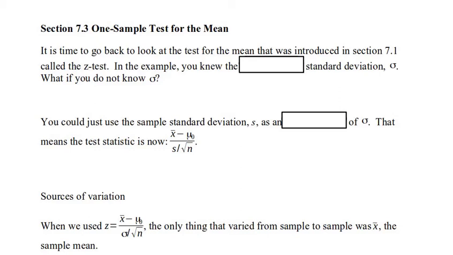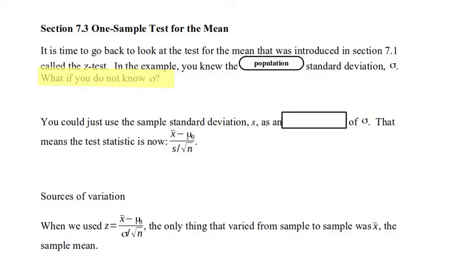Welcome to Section 3, a one-sample test for the mean. It's time to go back and look at the test for the mean that was introduced in 7.1, called the z-test. In that example, you knew the population standard deviation sigma. The question is, what if you do not know sigma? And more often than not, you're not going to know the population standard deviation.